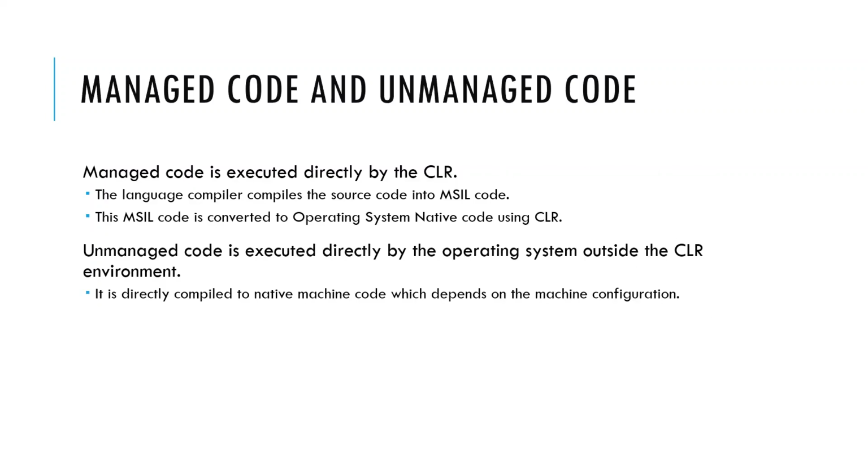So what is the difference between managed code and unmanaged code? Managed code is executed directly by the CLR, and it provides all the CLR services. The language compiler compiles the source code into MSIL code. This MSIL code is converted into operating system code with the help of the CLR. Unmanaged code is executed directly by the operating system outside the CLR environment. It is directly compiled to native machine code, which depends on the machine configuration.